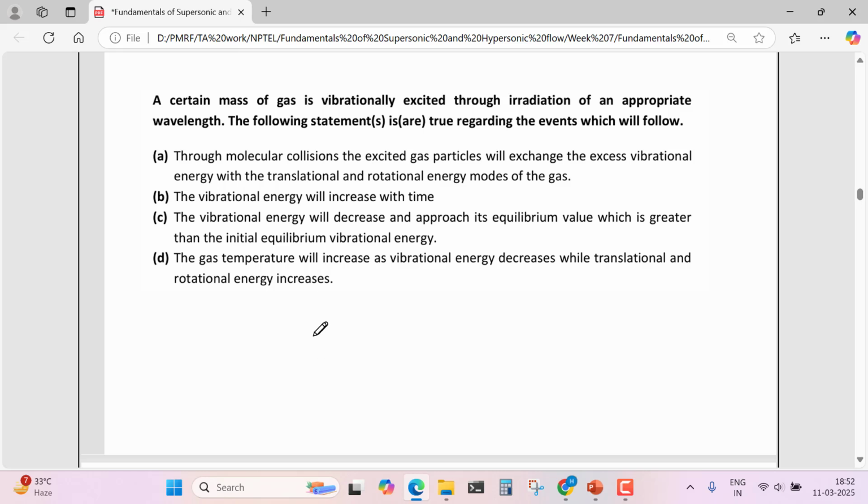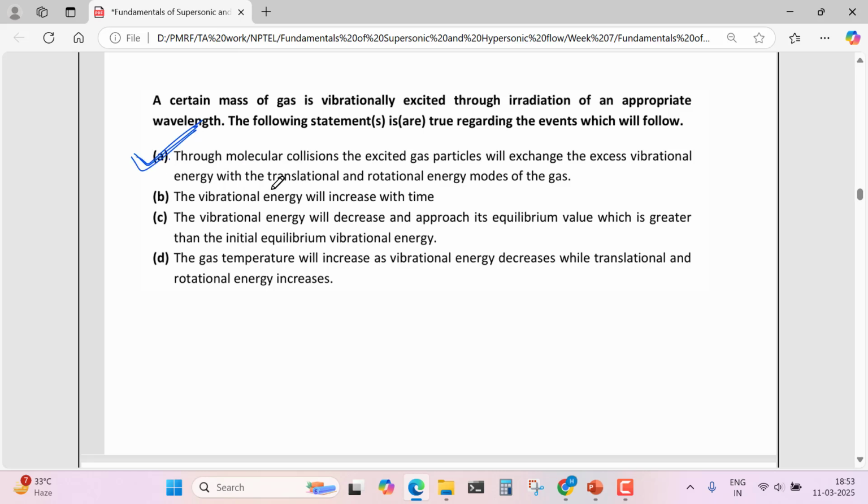Now first we will see what happens when molecular collisions happen. If particles are vibrationally excited and molecular collisions happen, then whatever excess amount of vibrational energy they have will be transferred to the translational and rotational modes of the gas. So this option A is true.